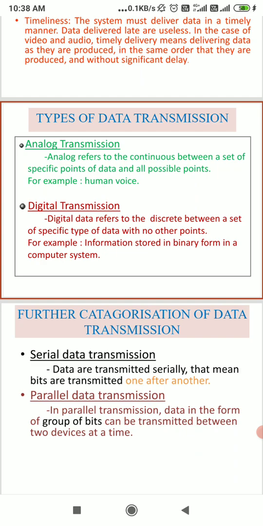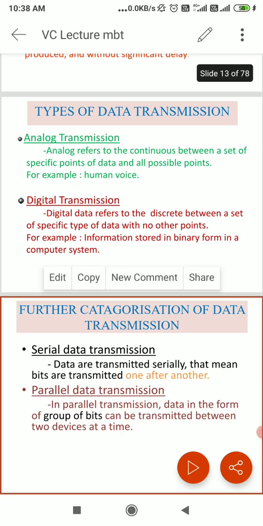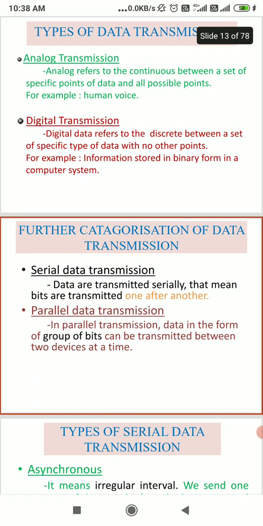Like when I am talking continuously, human voice, that you can take as an example. Digital: when we use a computer, their information is loaded in binary form. So we can say in digital transmission we transfer data that refers to the discrete, between a set of specific types of data with no other points.